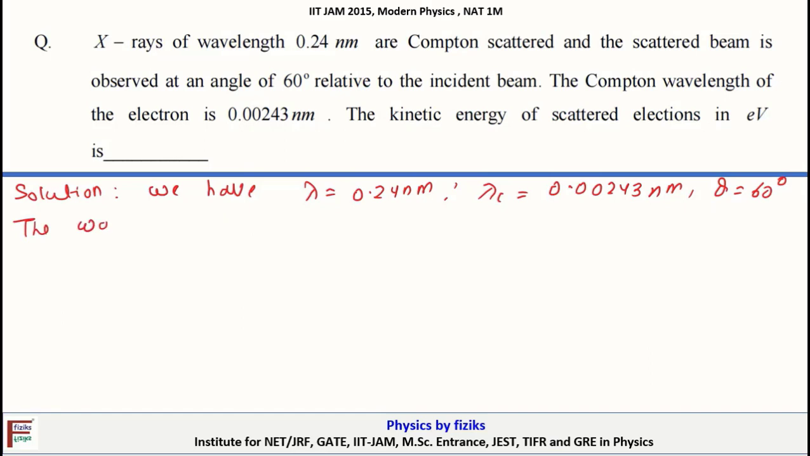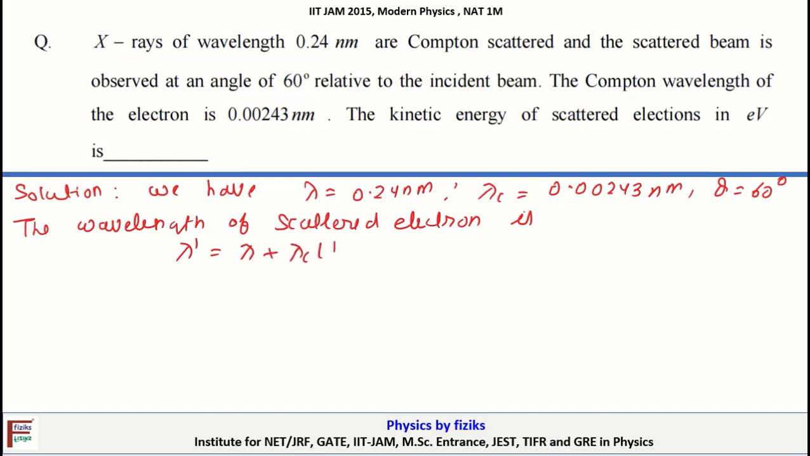The wavelength of the scattered electron is lambda dash equals lambda plus lambda c (1 minus cos theta), equals 0.24 plus 0.00243 (1 minus 1 by 2), equals 0.2412 nanometer.